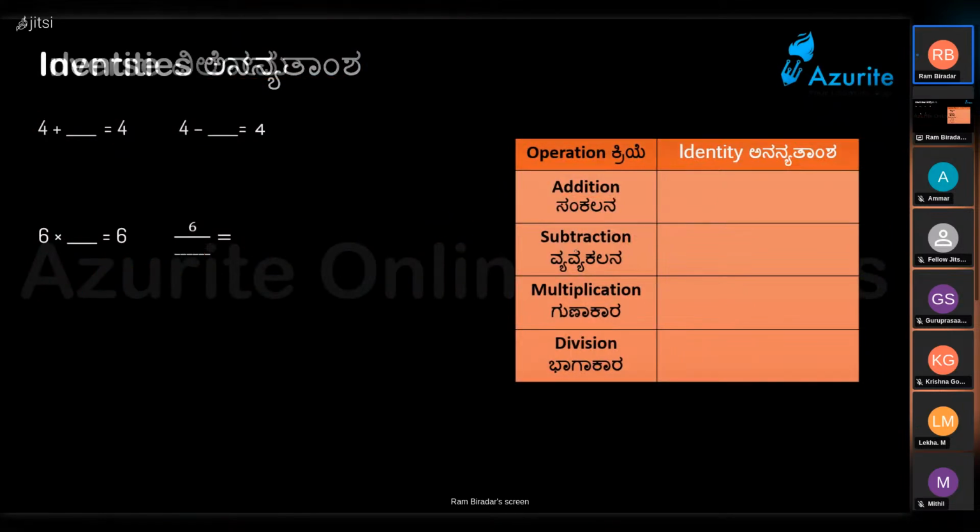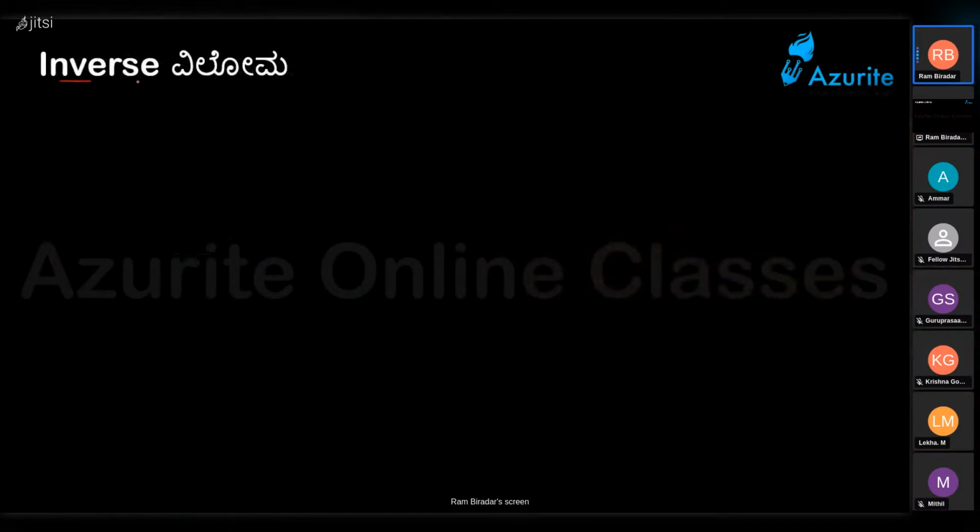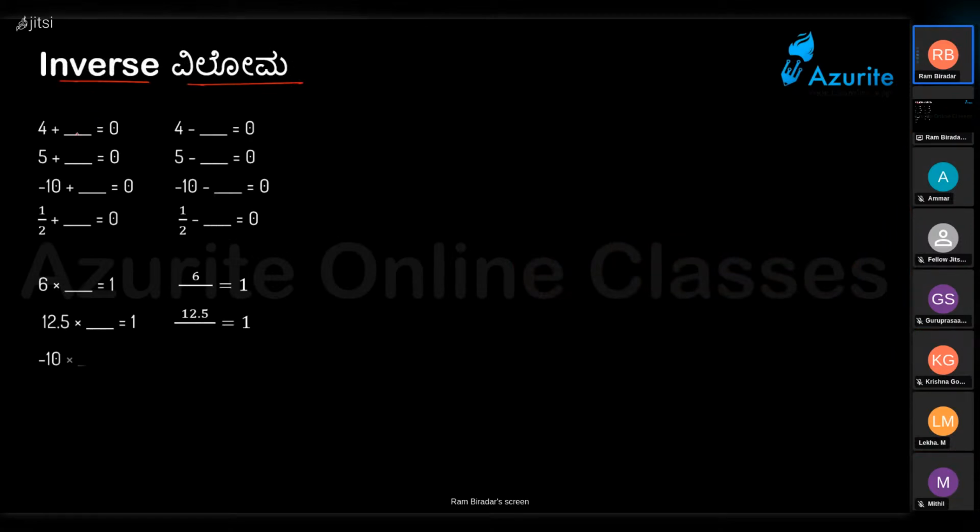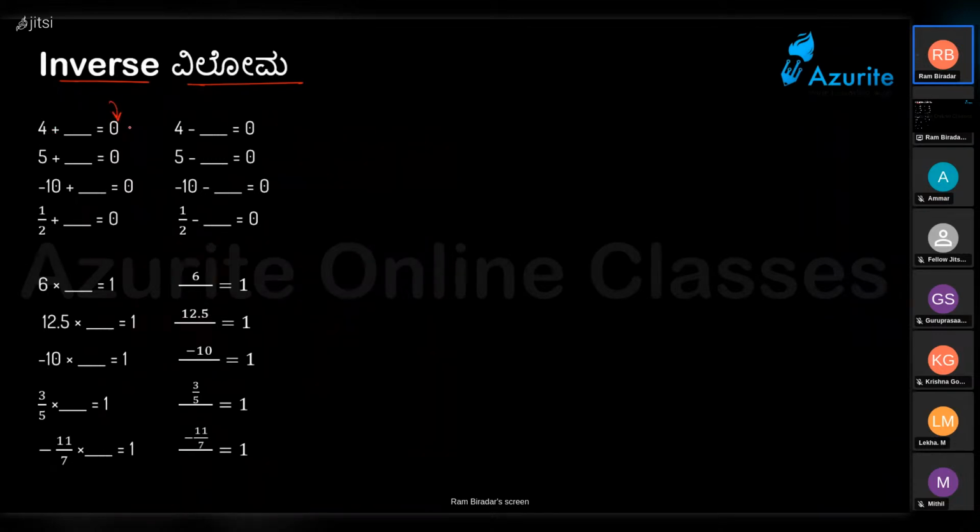Next, let's see. So inverse, that is below, we are going to see. Inverse means opposite. What is the opposite of 4? What should be added to 4 to get 0? So opposite means inverse. What should be added to 4 to get 0? It is -4.